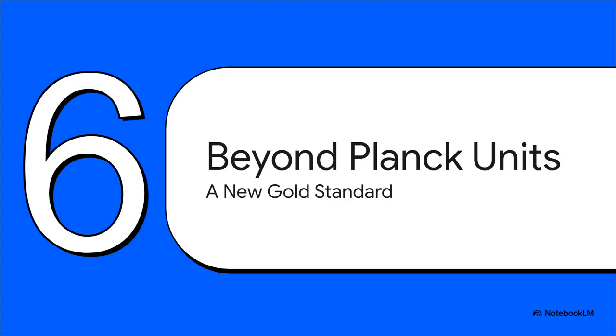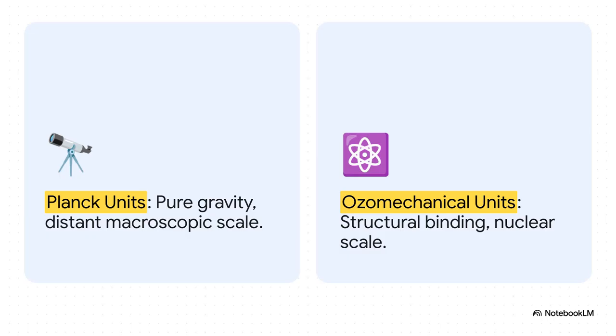Finally, let's see how this goes beyond Planck units. To really contextualize this massive achievement, we need to compare it to the historical gold standard of physics, Planck units. If we look at them side by side, the difference becomes super clear. Planck units are based purely on macroscopic gravity. It's a distant scale that's far removed from empirical, testable reality. Osomechanical units, on the other hand, are based on comprehensive structural binding right at the nuclear scale. They are up close to physical, experimental reality.